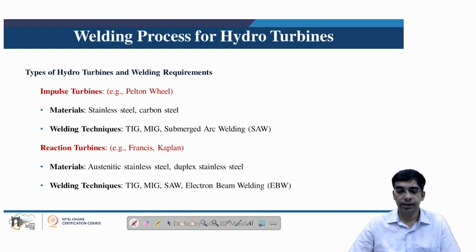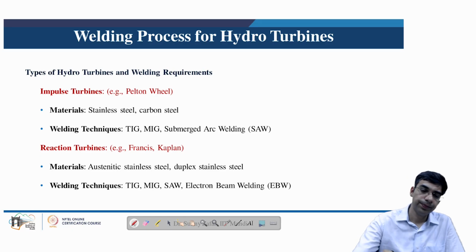The welding techniques used in this turbine assembly include tungsten inert gas welding, metal inert gas welding, and submerged arc welding. Reaction turbines involve Francis and Kaplan, which are widely made of austenitic stainless steel or duplex stainless steel. Techniques such as tungsten inert gas welding, metal inert gas welding, submerged arc welding, as well as the electron beam welding process are widely used to weld the components of these types of hydro turbines.